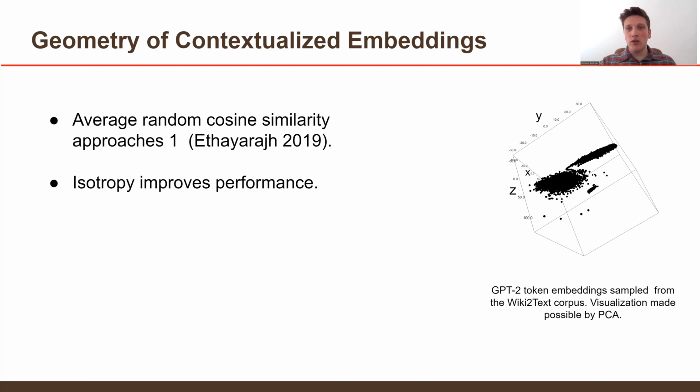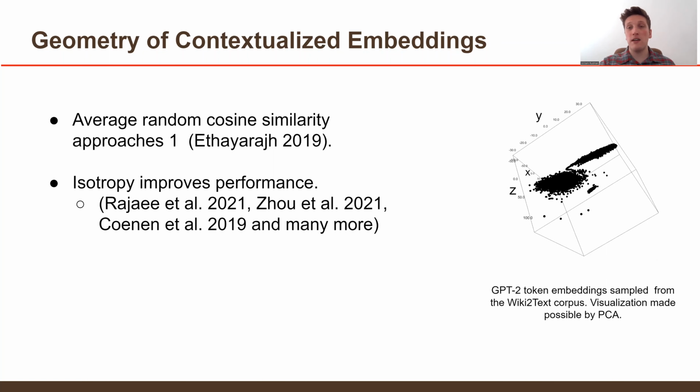So a lot of authors argue that this geometry, this lack of isotropy, is undesirable. And in fact, if we can improve isotropy in embedding space, we can improve performance on some downstream tasks.